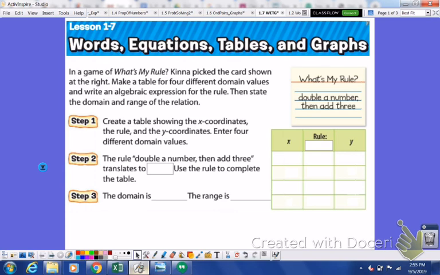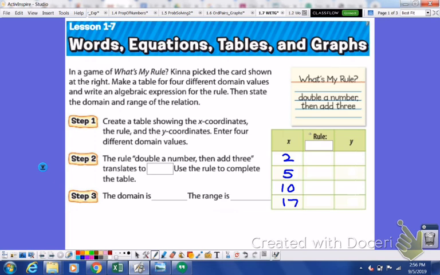So, what's my rule? Her rule is double a number, then add 3. So in order to do this, our step 1 would be to create a table showing the x-coordinates, the rule, and the y-coordinates, and then enter 4 domain values. Remember, our domain is our x. So if I just pick 4 domain values here, I'm going to say 2, 5, 10, and 17.